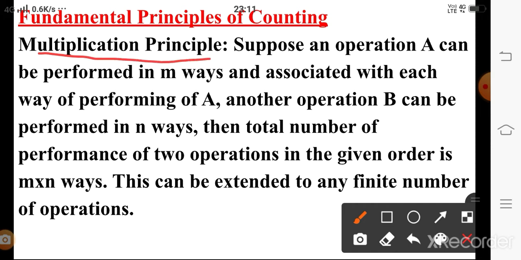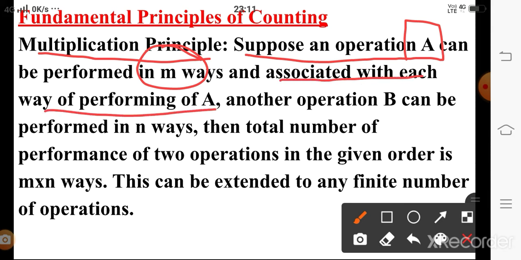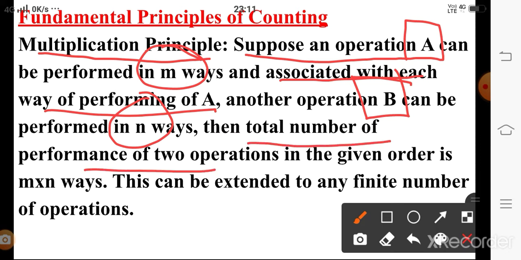Here we have the multiplication principle. Suppose you are taking an operation A and that A can be performed in m ways, and associated with each way of performing A, another operation B is performed in n number of ways. Then the total number of performances of the two operations in the given order is m into n. This can be extended to any finite number of operations.